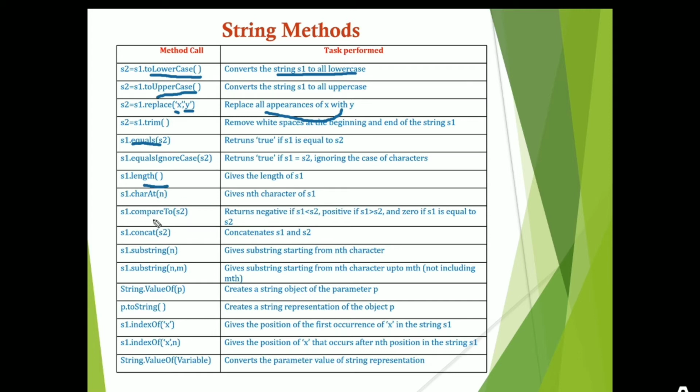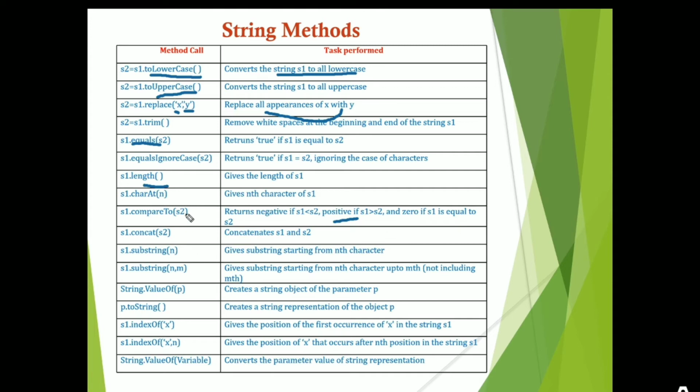s1.compareTo(s2) returns the comparison between s1 and s2. It returns a negative value if s1 is less than s2. It returns a positive value if s1 is greater than s2. And it returns 0 if both are equal. So this comparison returns three values: negative if s1 is less than s2, positive if s1 is greater than s2, and 0 if s1 and s2 are equal.